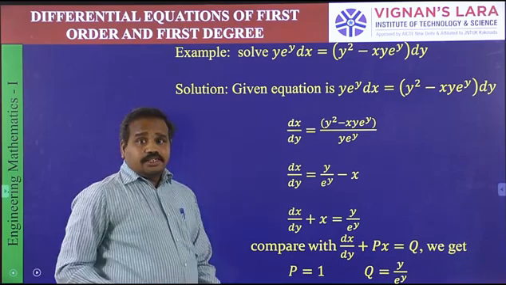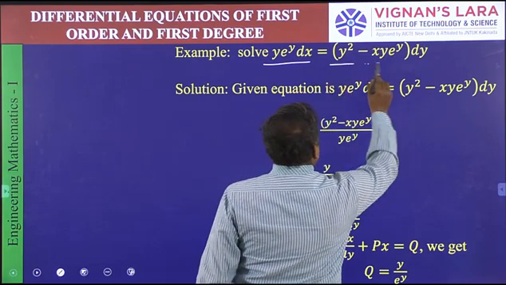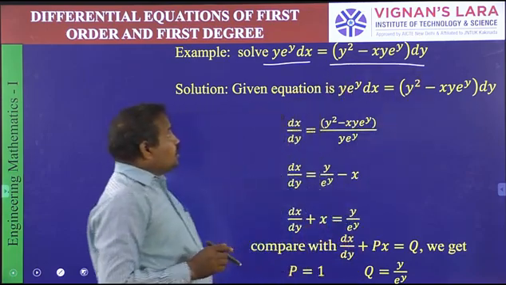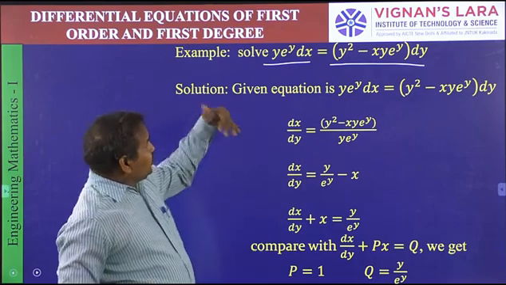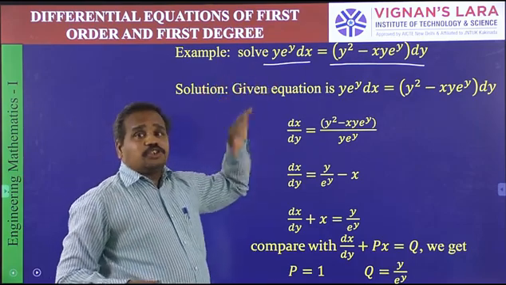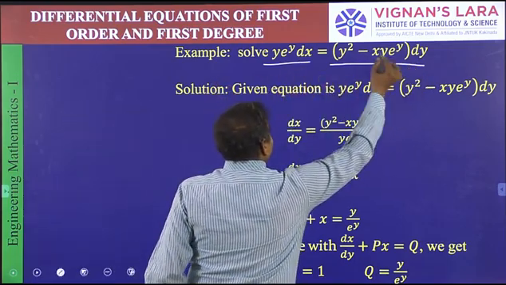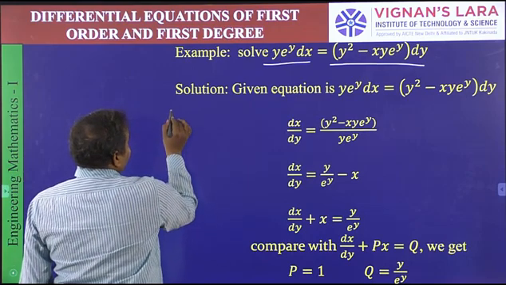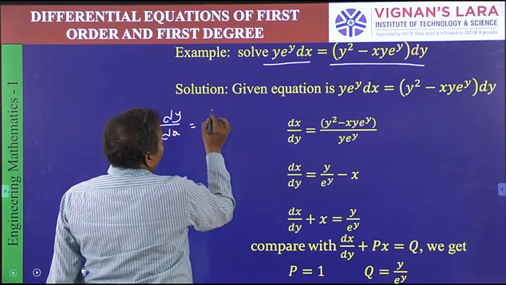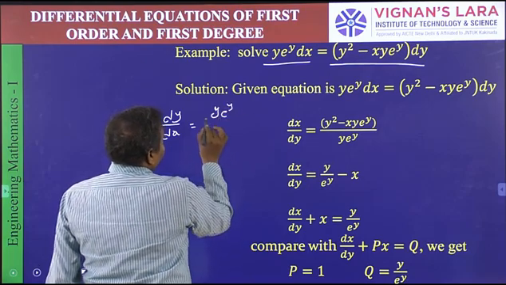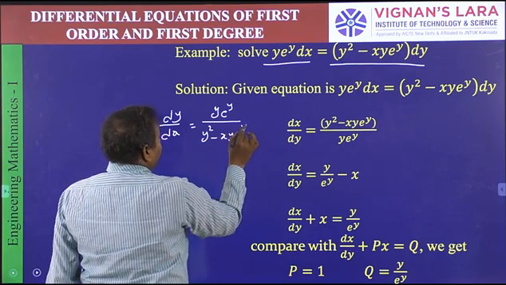One more example here in the linear form. Solve y into e power y into dx is equal to y square minus xy into e power y dy. So here, if I convert this into the form of dy by dx, what will I get? Bring this dx to the left hand side and this to the right hand side, then I get dy by dx is equal to y e power y by y square minus xy e power y.